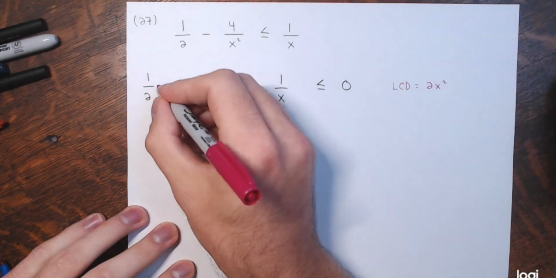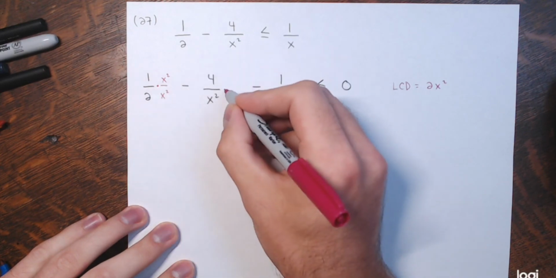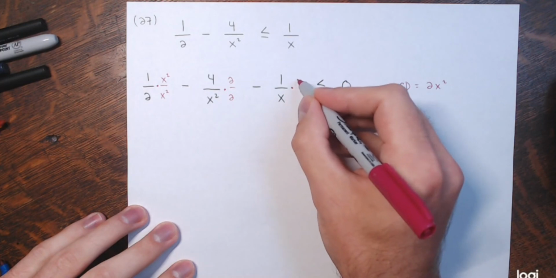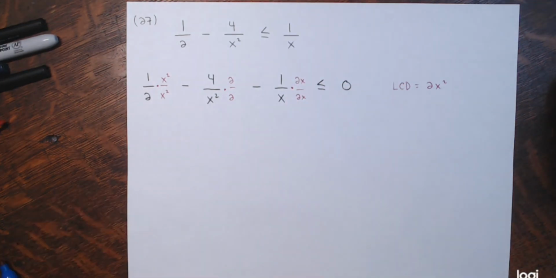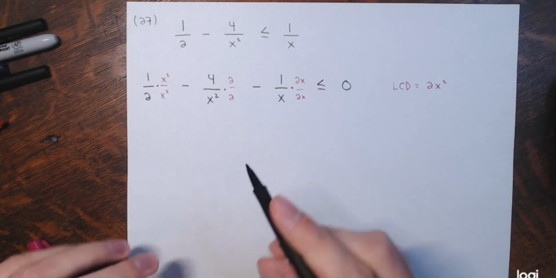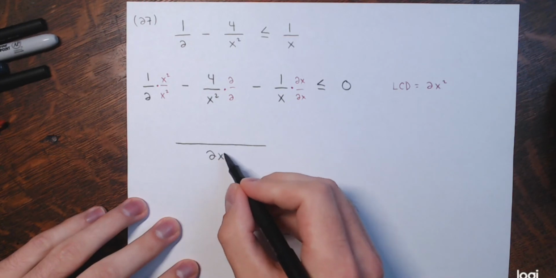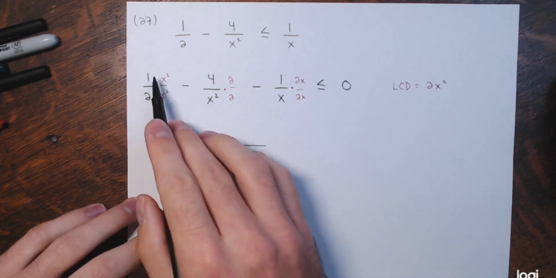So this first fraction I'd have to multiply by x squared over x squared. Second fraction I multiply by 2 over 2. Third fraction I multiply by 2x over 2x. Alright, that way all the denominators are 2x squared. And if all the denominators are 2x squared, I can put them together, right, and that 2x squared will be the denominator of the difference. Then we're just combining the numerators.